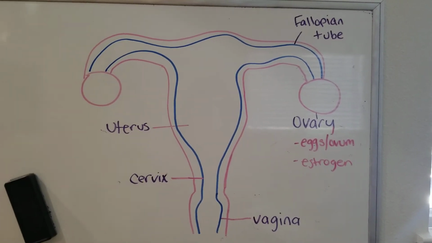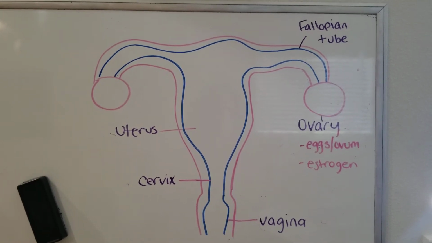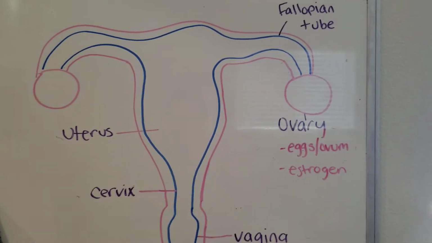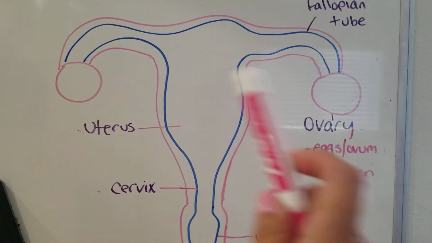Hello everyone. In this video we'll be going over the female reproductive system. So I have the diagram here already drawn out, and you'll see on both sides there's an ovary.